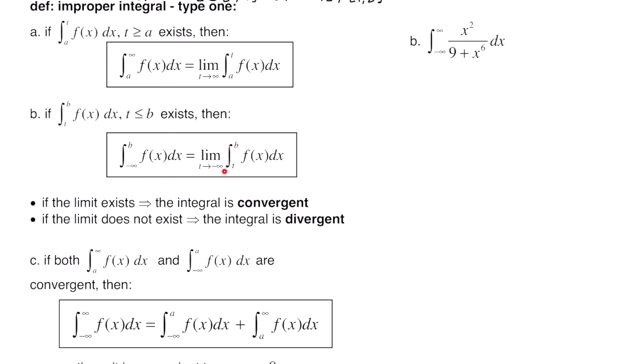So then it becomes the integral from t to b of f of x dx. If the limit exists, the integral is convergent. If the limit does not exist, then we say that the integral is divergent.